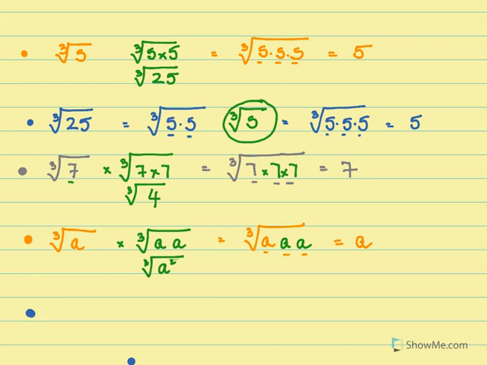Suppose we want to find the rationalizing factor of cube root of 16. Let's break up 16 first. Cube root of 16. 16 is 2, 2, 2, and 2. Here, because it is cube root, I need to make groups of 3. So this is 2 cube root of 2.